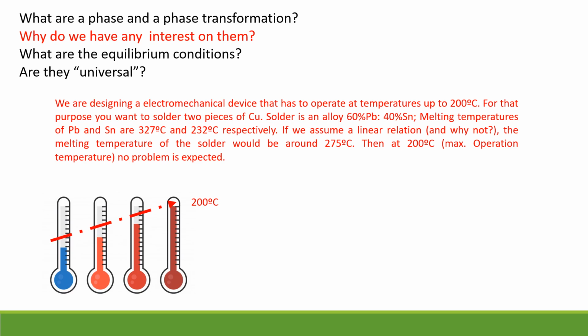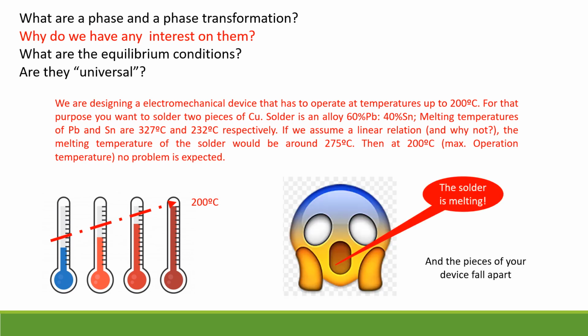We want our device to operate at 200 degrees maximum. So in principle, we think, okay, we are below the melting temperature of both components, so it shouldn't be any problem, because we are not going to pass over this melting temperature. However, when we put our device into operation, the solder melts and the pieces of the device fall apart, and we don't understand why.